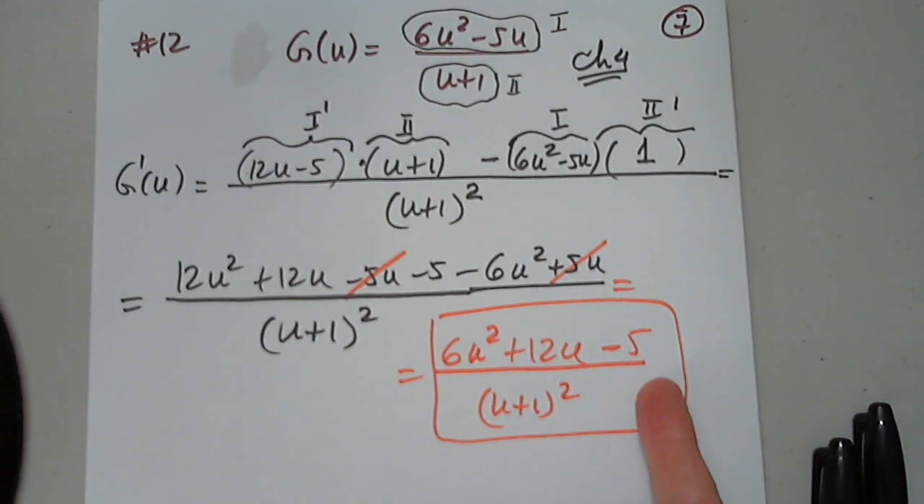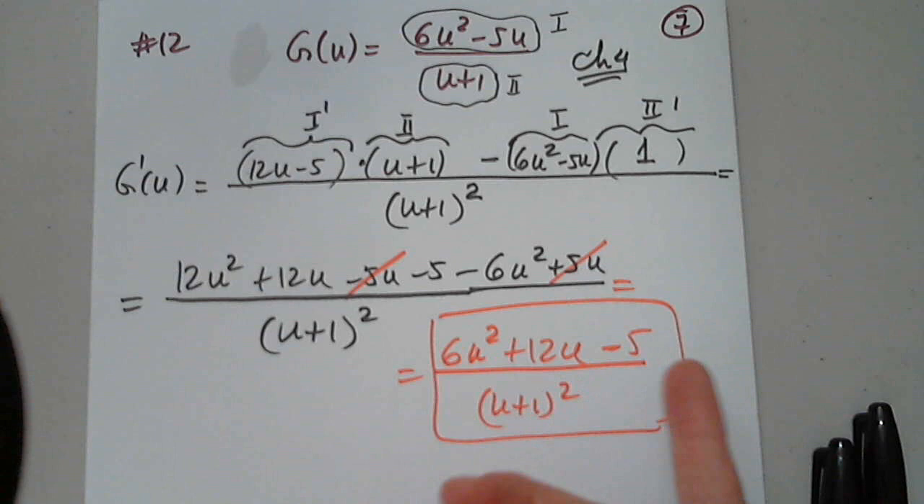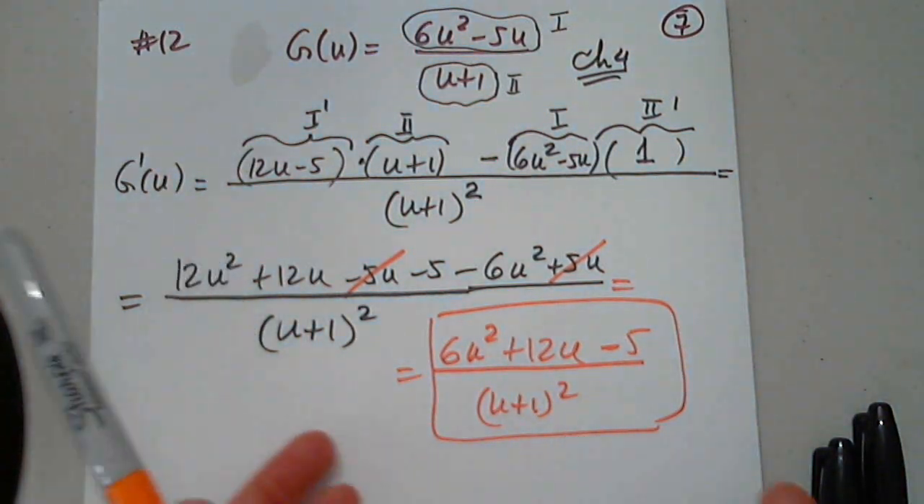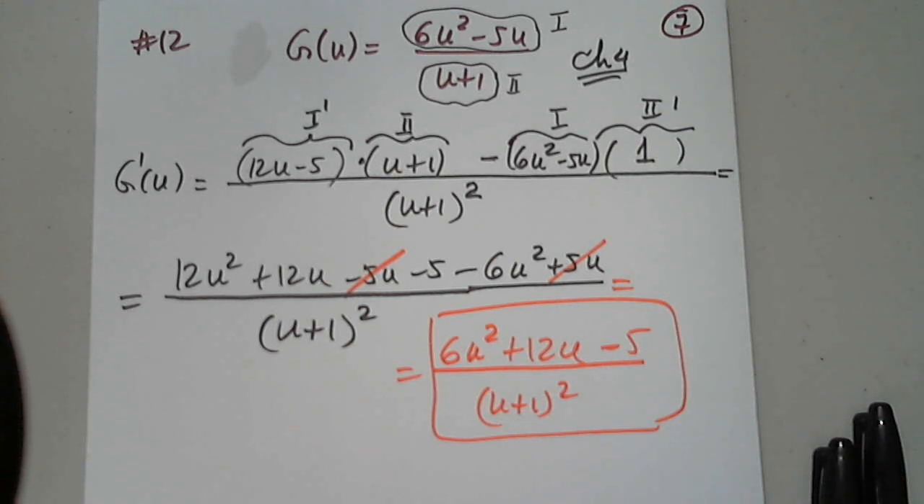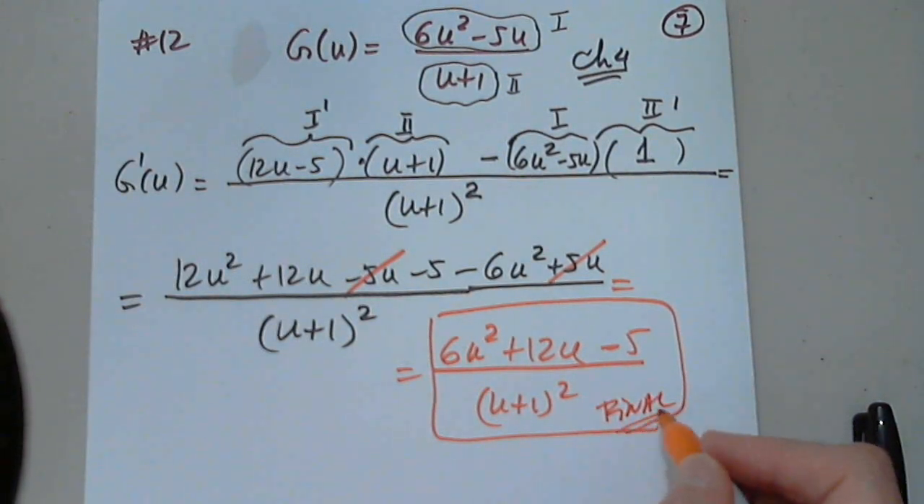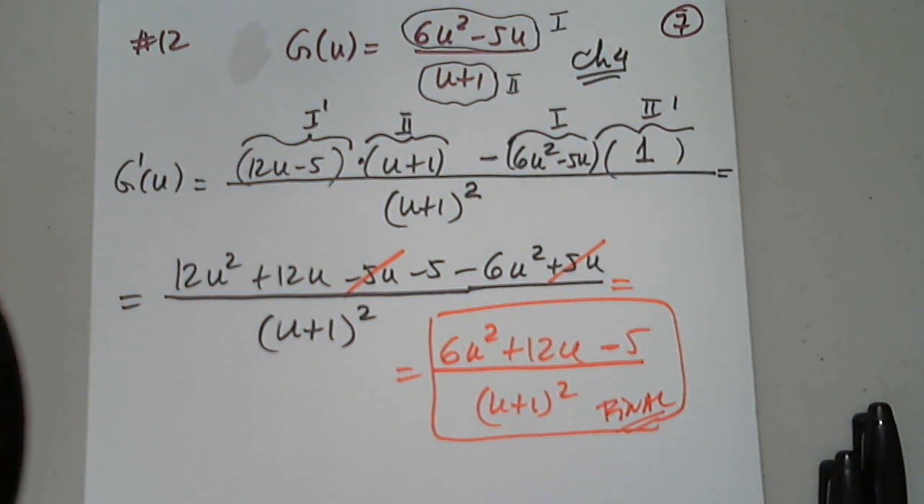6 times 5 is 30. Can I get a 12 from 30? 15 and 2. Nope. I can't simplify. I cannot factor. Even if I could, there is no factor of u plus 1 at the top. So this is indeed final. And you will see what we do with this in chapter 4. So this was a quotient. How do you feel about the quotient rule?